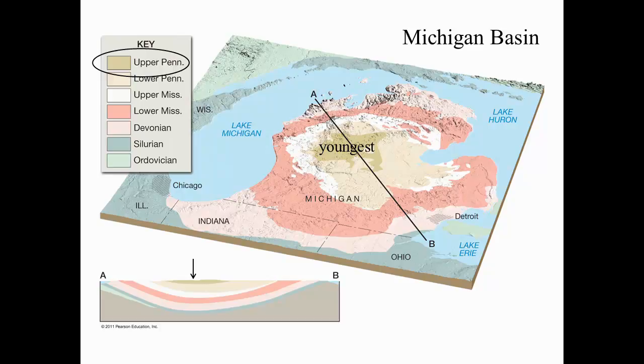And as we move away from the center, the strata become progressively older. For example, the red represents the lower Mississippian rocks. And then the oldest strata occur right along the margins of the basin, as indicated by the arrows in the cross-section. And those rocks are Ordovician in age. So indeed, the Michigan Basin does follow the general rules of basins.